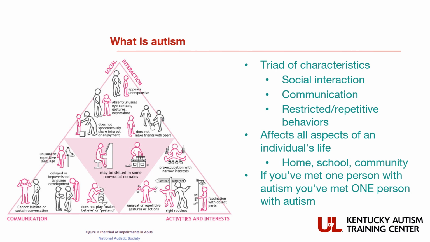And then the third part of that triangle is restrictive activities and interests. They may have a preoccupation with a narrow interest. They may have unusual or repetitive gestures or actions. Very rigid routines. This is where we see they're very schedule-based. They don't like variation from the norm. And they have a fascination with object parts, so they may not focus on the whole thing, but just a small part of something.